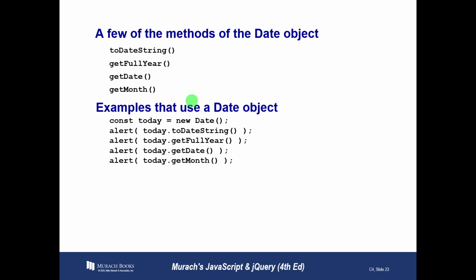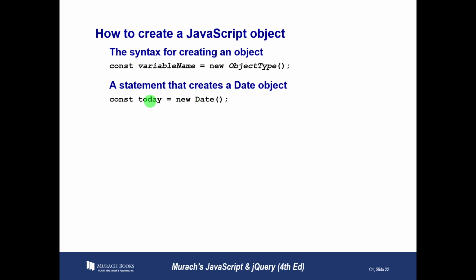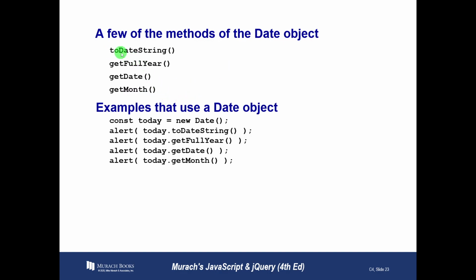Let's look at some methods of the date object. Once we've created this date object like today, I could call today.toDateString, and it'd give me a nice readable version of that date. I can call today.getFullYear, and it gives me the 4-digit year. I can call getDate, and it gives me the date of the month, like if it's the 17th or whatever. And then I could say getMonth, and it returns the number of the month. One of the things you want to remember about the number of the month is that it is 0 numbered. So when I say getMonth, January is 0, and December would be 11.